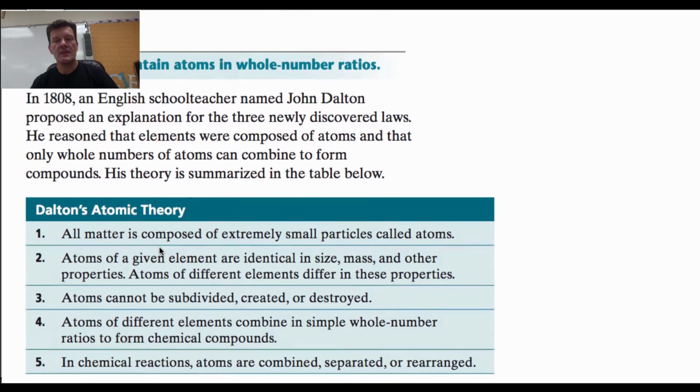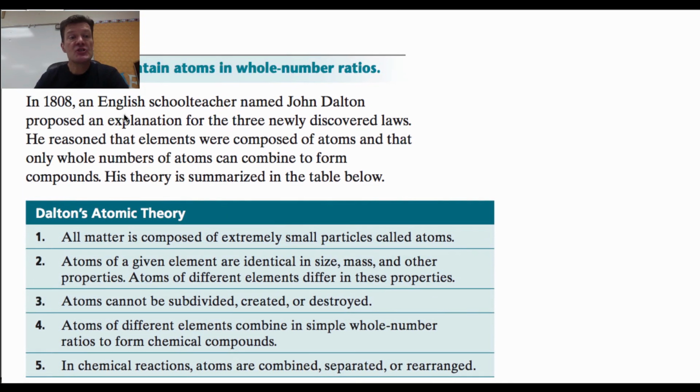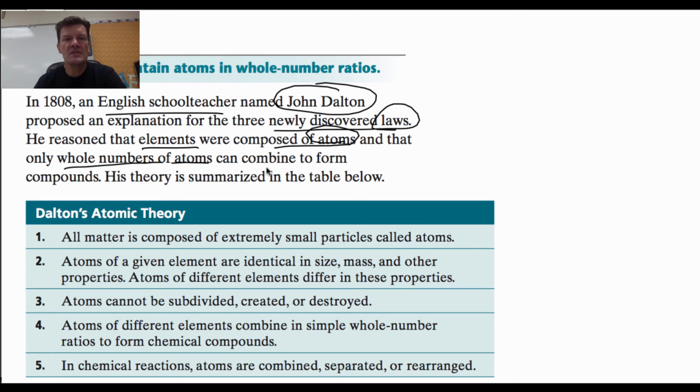All right. Along comes an English school teacher named John Dalton, and he is very, very curious, as any good scientist would be, about this idea of an atom. And he proposed some ideas, or what eventually became laws, and some of these still hold true, some of them may not, but he reasoned that elements were composed of atoms, and that only whole numbers of atoms can combine to form compounds, kind of like what we said before with H2O. It's always going to be 2 atoms of hydrogen to 1 atom of oxygen.